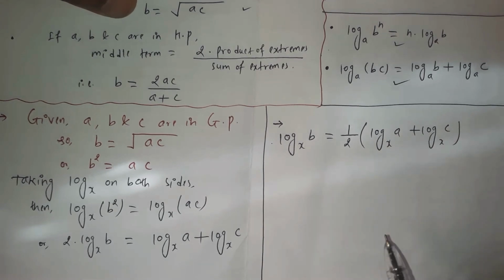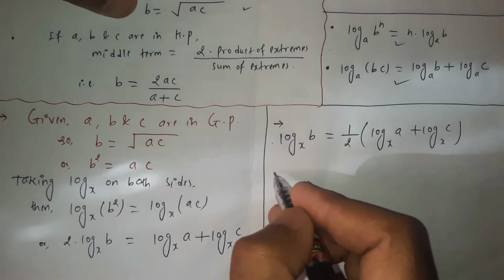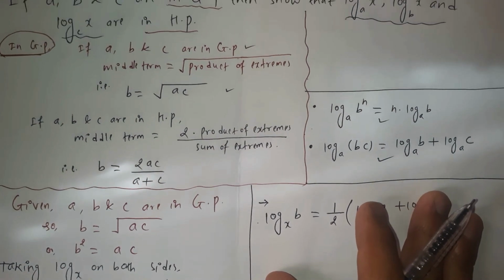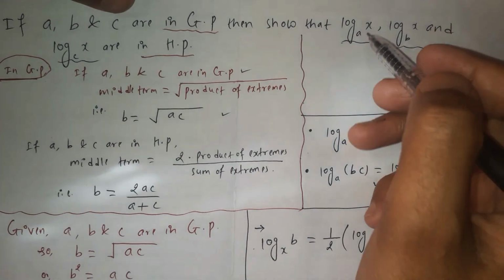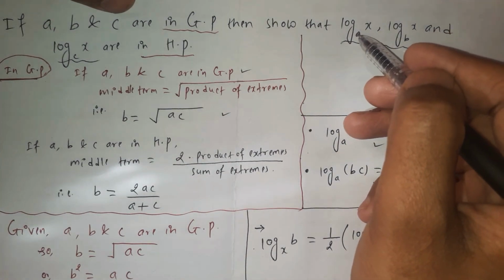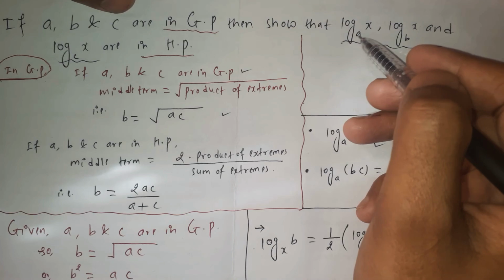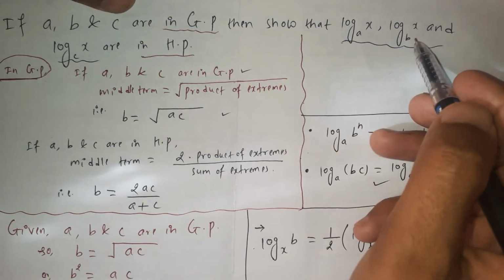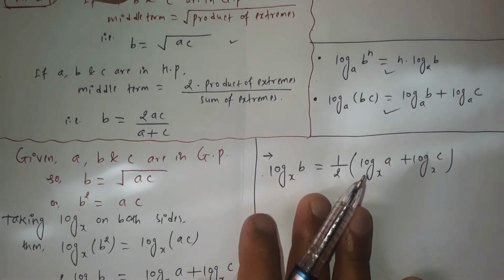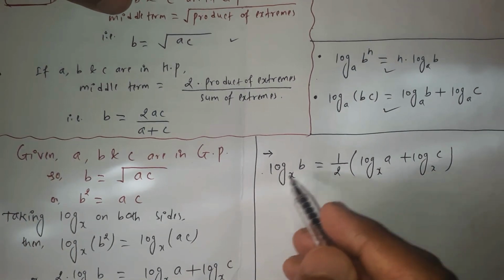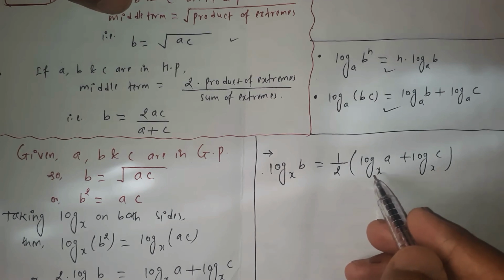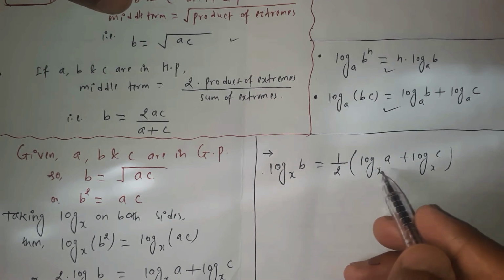Here we just transposed the 2 to the right hand side, but in our target we need the bases to be a, b and c. The bases of the logarithm are a, b and c. But in these equations, all the bases of the logarithm are in terms of x.